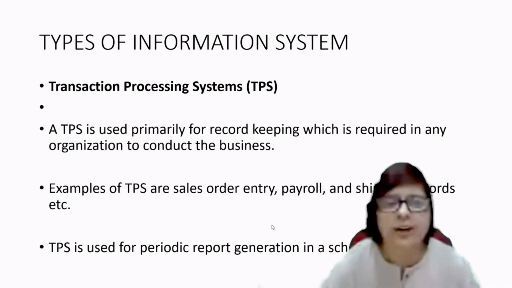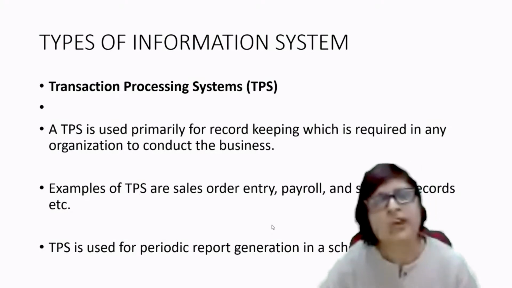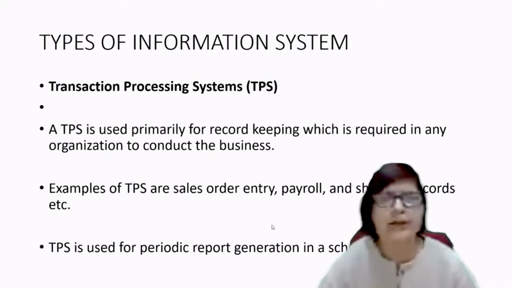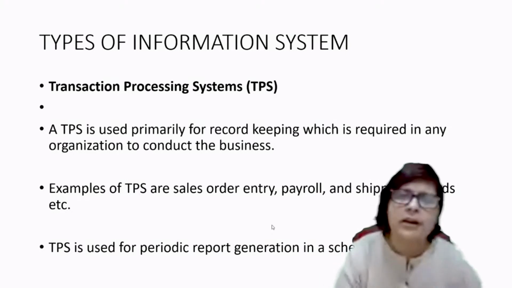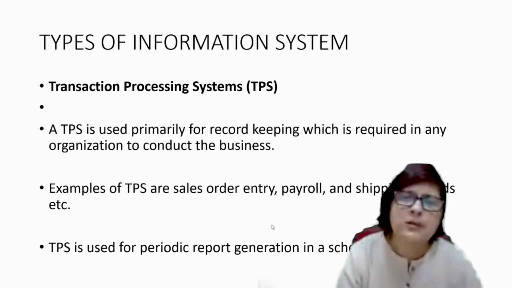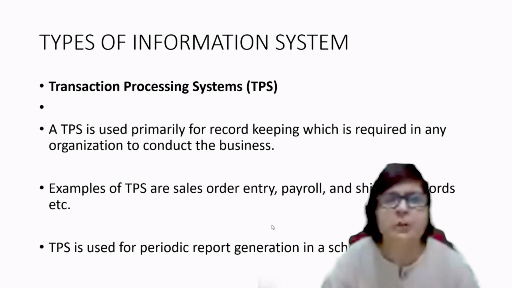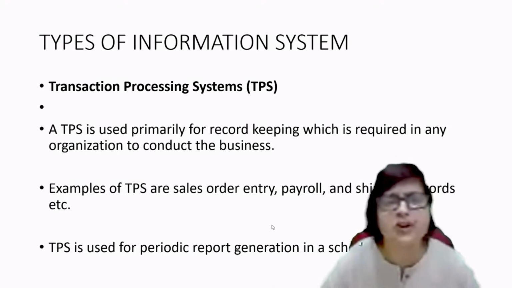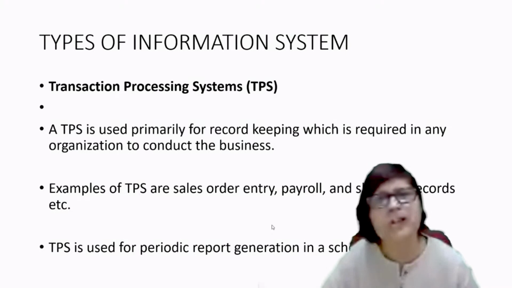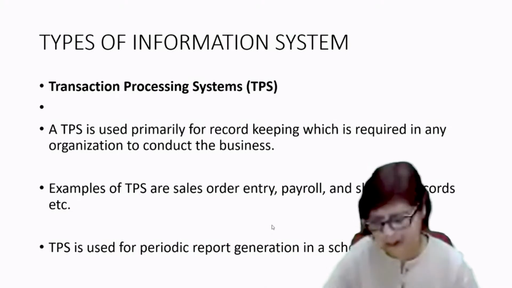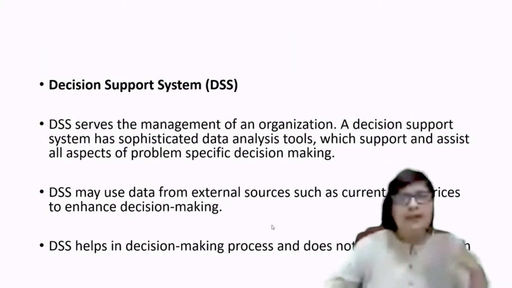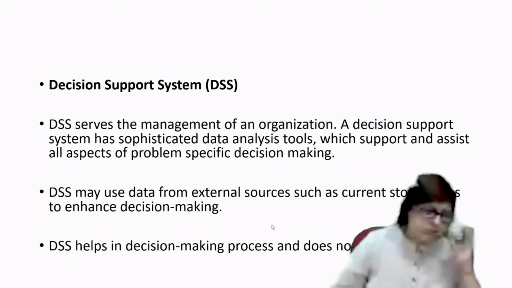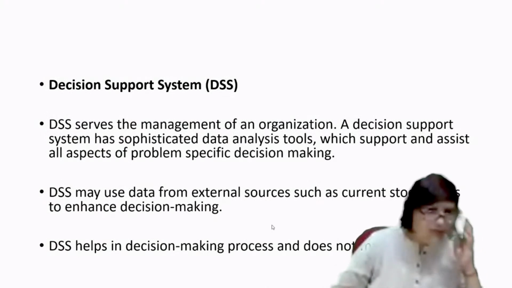TPS is periodic report generation in a scheduled manner. As I told you, we use TPS when we have to conduct operations in a scheduled manner at certain intervals, right? So it's a periodic report generation which is required in a scheduled manner. That is TPS. The next type of information system is DSS, that is Decision Support System.